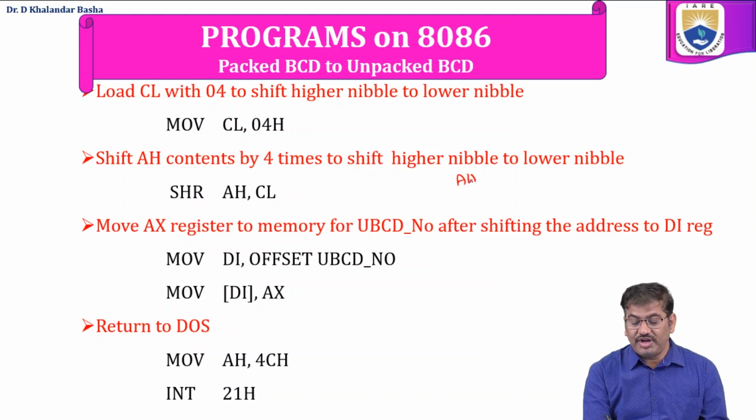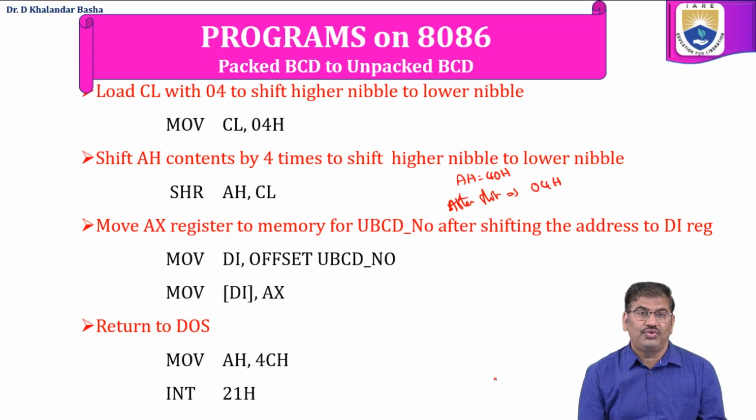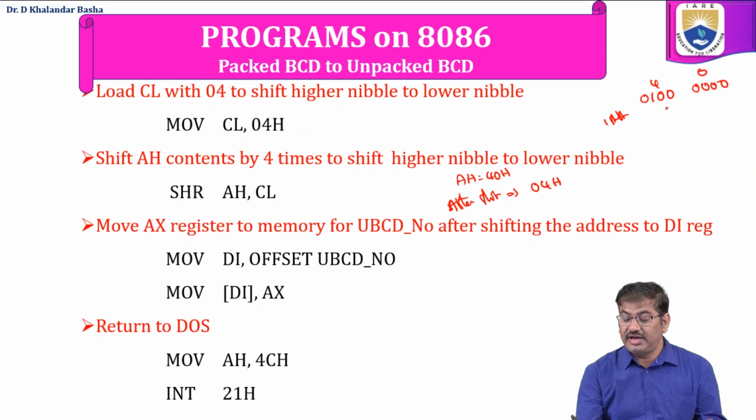So before shift operation, AH content is 40H. After shift operation, the AH contents will become 04H. So how we will get this one: 40H equivalent is 0100 0000. This is the equivalent of 40H. So for the first shift, each and every bit we are going to shift towards right side by 1 bit.